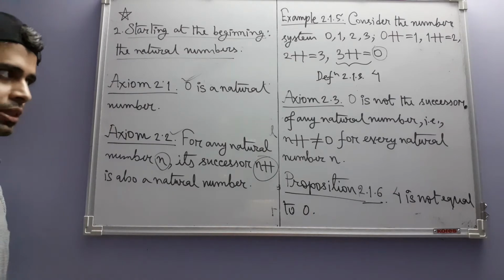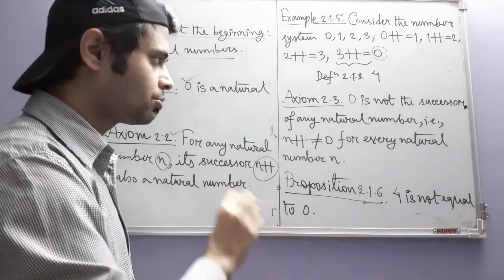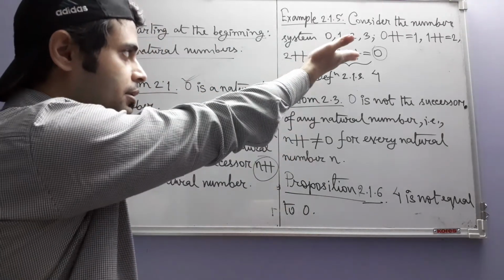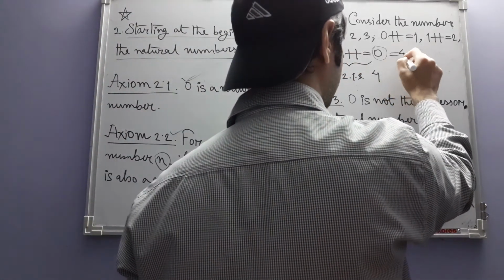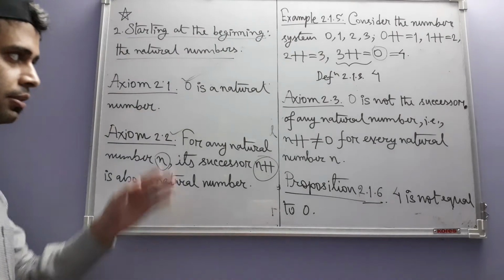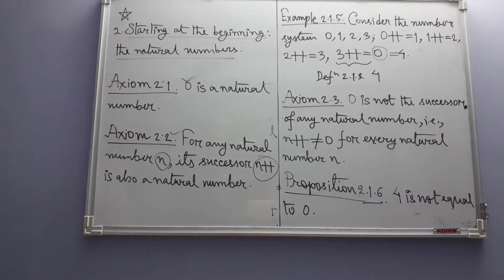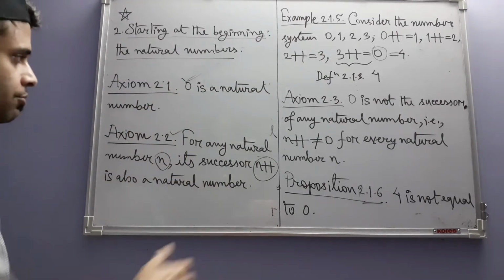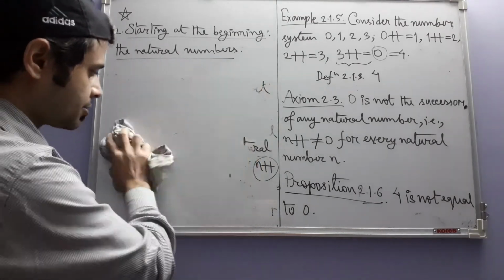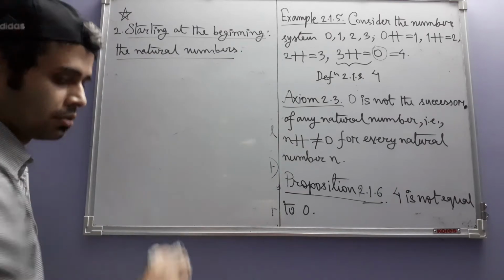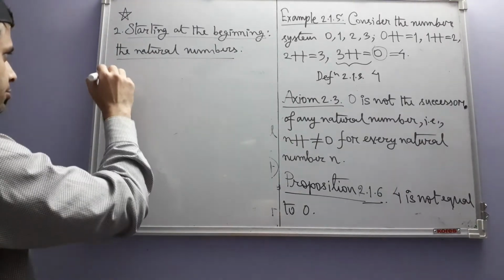Okay, now with the additional axiom, we have to show that 4 is not equal to 0, because if 4 is equal to 0, that is the difficulty, that is the problem with only these two axioms. We have to now show that 4 is not equal to 0 using these three axioms we now have. So let's look at the proof.